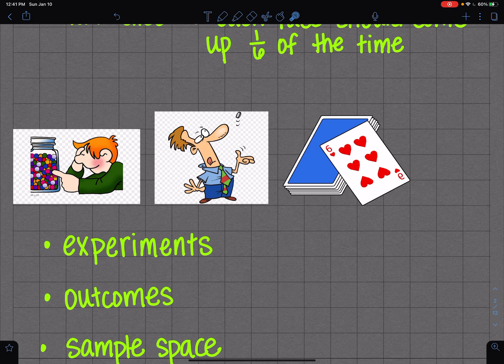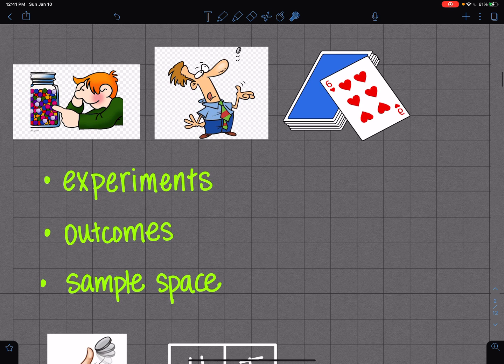It's customary, so this is a little bit of vocabulary here. It's customary to call activities like these, like flipping coins, rolling dice, blindly selecting cards from a deck, drawing marbles, experiments. So it's the act of doing one of those things, right? Okay. And then outcomes are the results, the individual results that you get. So I'll write individual results.